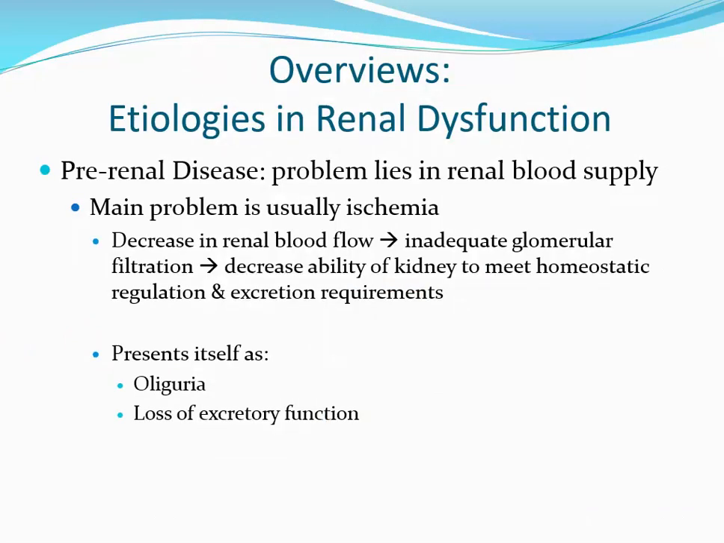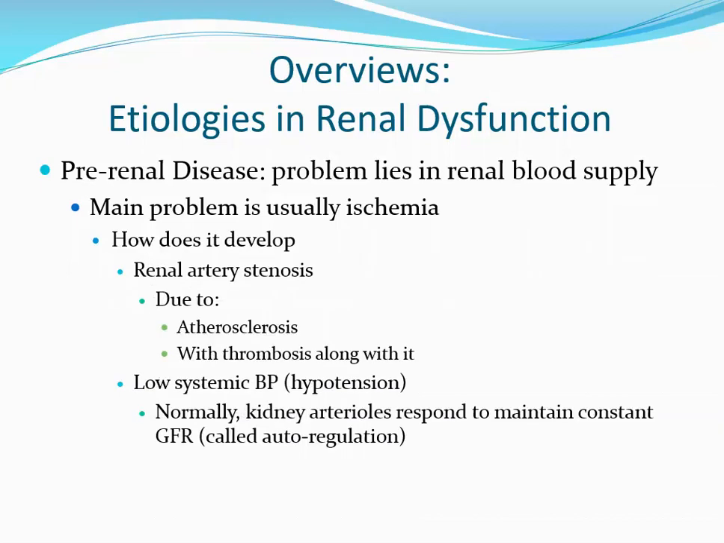Pre-renal disease means the root of the problem lies in the renal blood supply. The main problem is usually ischemia. A decrease in renal blood flow will result in inadequate glomerular filtration and a decrease in the kidney's ability to meet homeostatic regulation as well as excretion requirements. This will present itself as oliguria and a loss of excretory function.